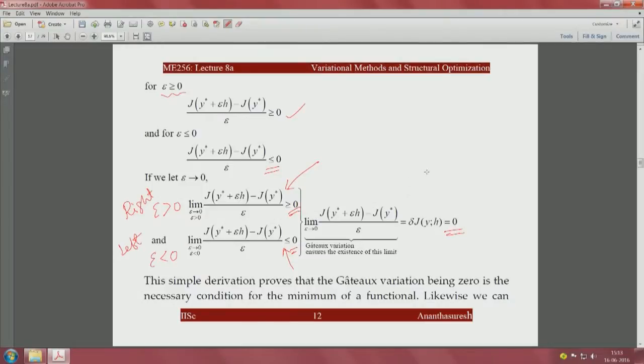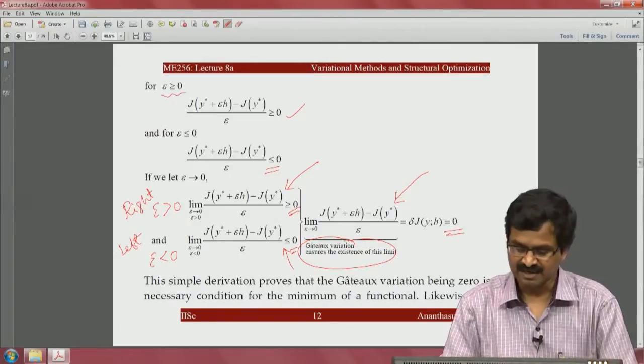That is nothing but our Gâteaux variation, that definition of Gâteaux variation, which is to say that the first order term is equal to 0, because the derivative being equal to 0 is the first order condition for normal functions. For functionals, the Gâteaux variation is equal to 0. That is how we establish our necessary condition.